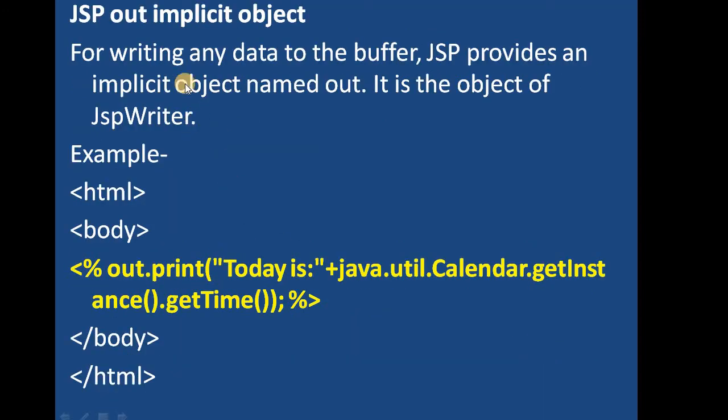So let's first see the JSP out implicit object. As we had already seen, this is used to write any data to the buffer, and JSP provides an implicit object to print onto the JSP page. We can use the print method of this out object and pass any message or any variable inside the parameters to get the output. So inside the JSP tags, using the out object, we can use the print method to print some message or the value of some variable.